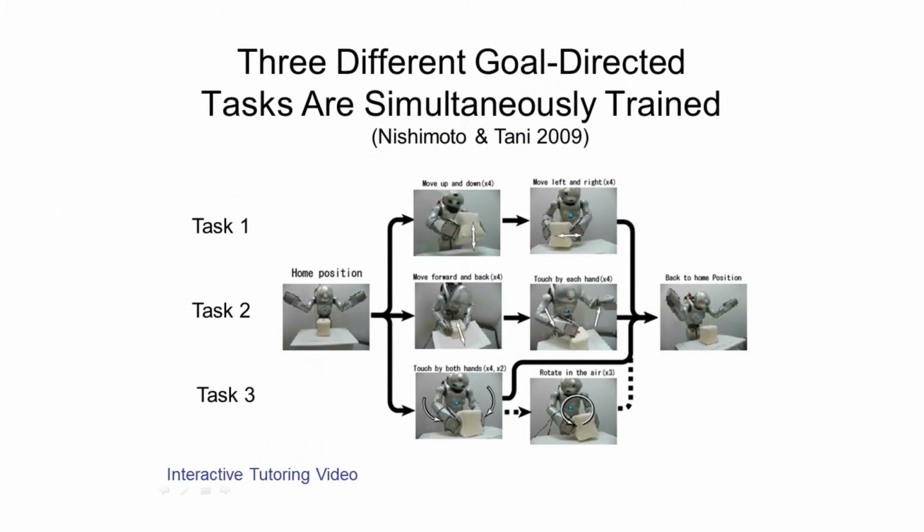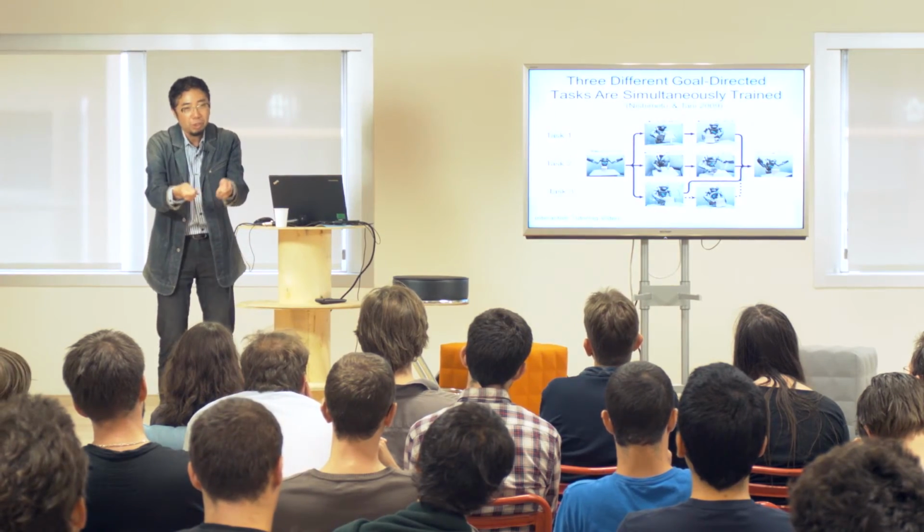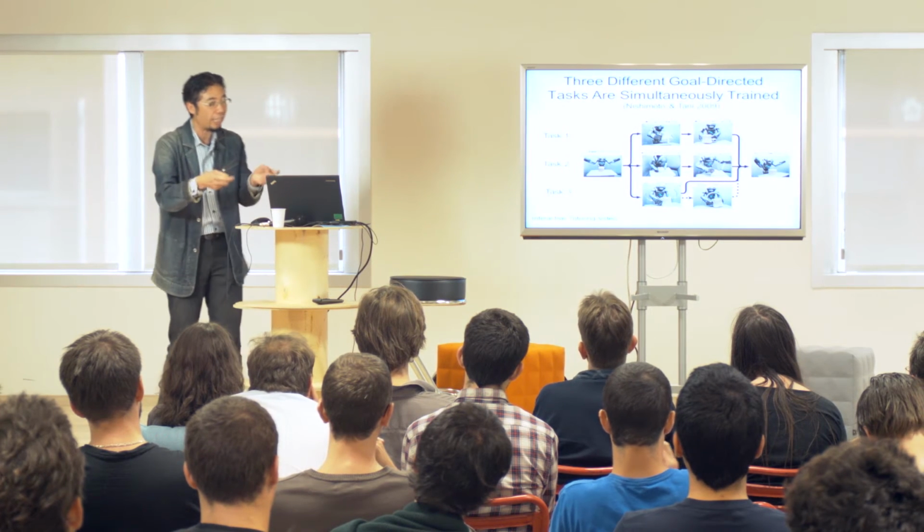Task 2 is a different combination of primitives. It starts from the same home position, but the primitives are different: moving forward and backward 4 times, and touching with each hand 4 times, then back to the home position. Task 3 is another primitive combination. We chose this in a developmental manner, that is, we teach a little bit. In the case of tutoring, we physically grasp the robot's hand and show how to do it.